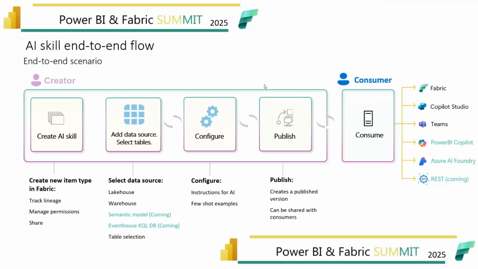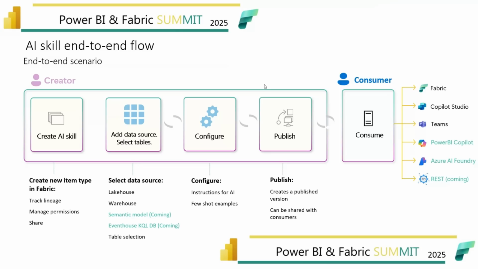You can just select a data source. You can check there that it is already available for lakehouses, already available for data warehouse, and is coming for semantic models and for Eventhouse KQL databases. And you just select which tables you want to consume as part of the AI skills configuration.